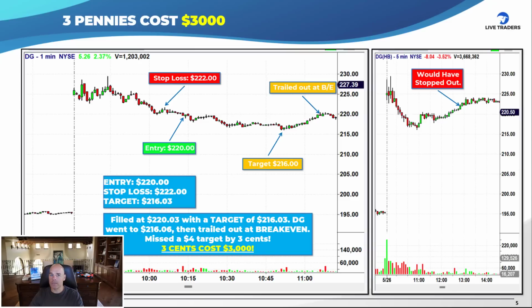How about this trade? This one, this was annoying. All right, DG was a huge gap up. This picture was taken on a different day. That's why you're seeing two different. See the top of the screen where it says it's up 2%, and over here you're saying it's down 3%.